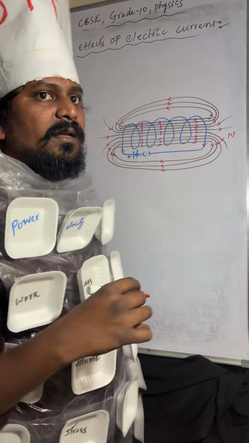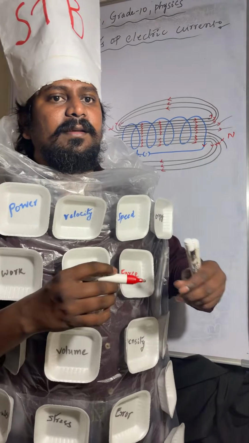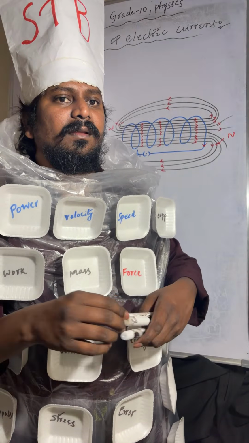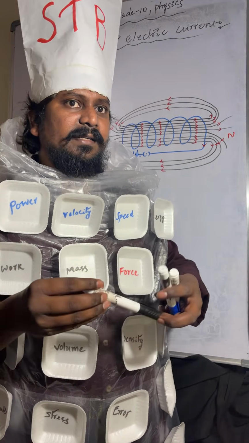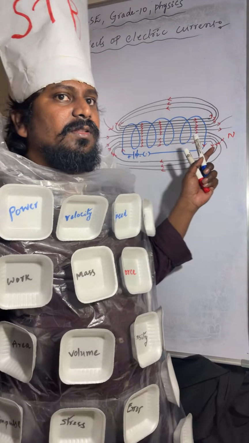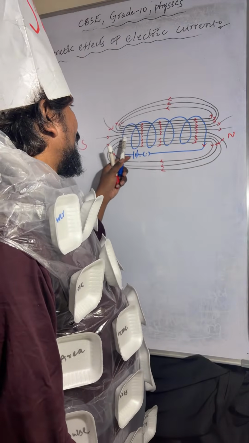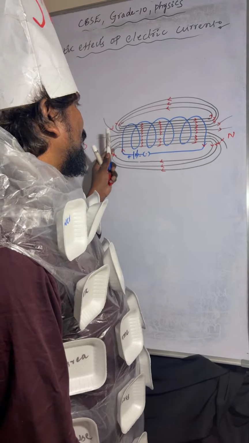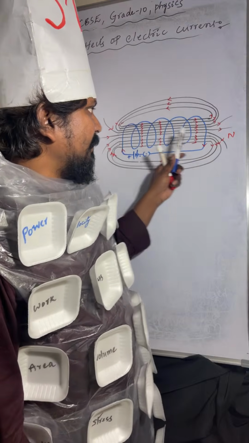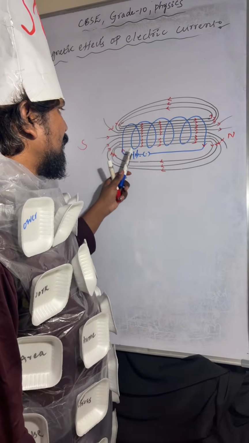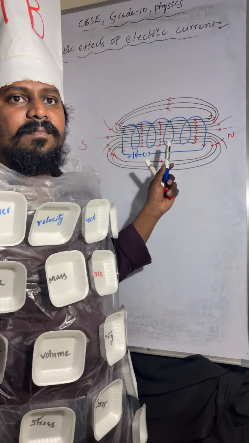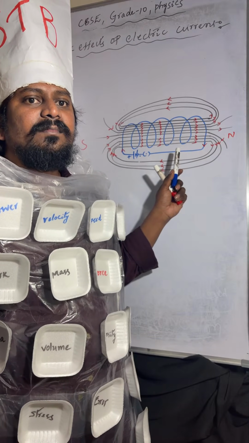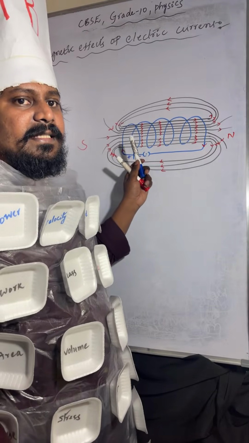Understood? So around the magnet, you can see here, the magnetic field will be from north to south. Here it is leaving, here it is reaching, so from this point it is coming. Understood? I hope it is very clear.